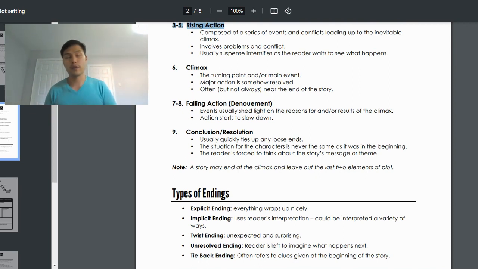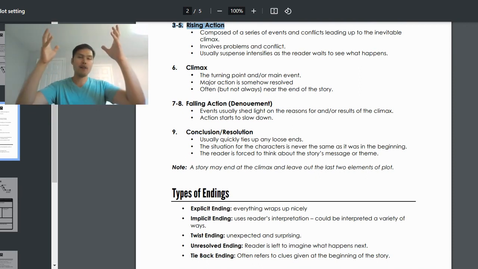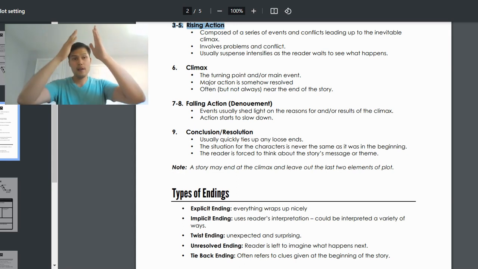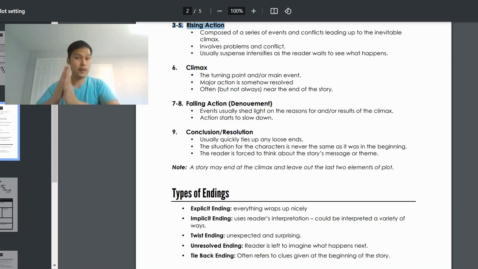Action starts to slow down. So that after the big battle of the superheroes and the villain, the good guys win, let's say, and then the story starts to fall down, falling action. There's less action. You're sort of seeing the battlefield now, and all the smoke has dispersed, and you're seeing these heroes get up, and the idea is that they have saved the day.